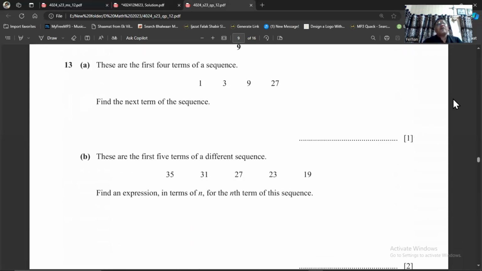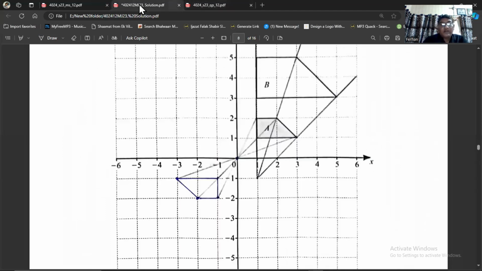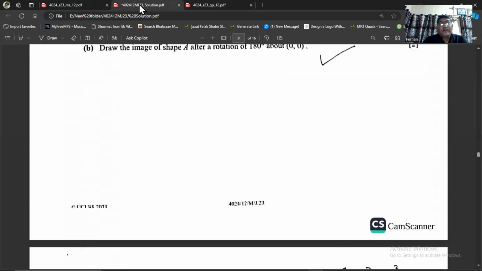Okay, the next question coming up on your screen is question number 13. These are the first 4 terms of a sequence. We have 1, 3, 9, and 27. You multiply by 3, then by 3, then by 3. This can be 3 raised to power 0, 3 raised to power 1, 3 raised to power 2, 3 raised to power 3. Write the next term of that sequence. That can be 3 raised to power 4.